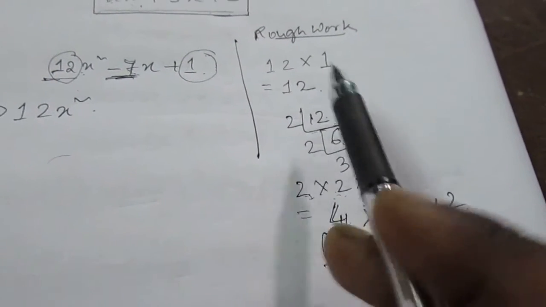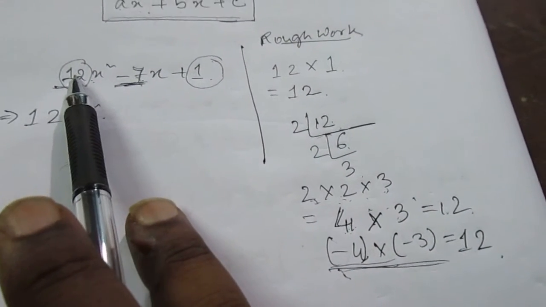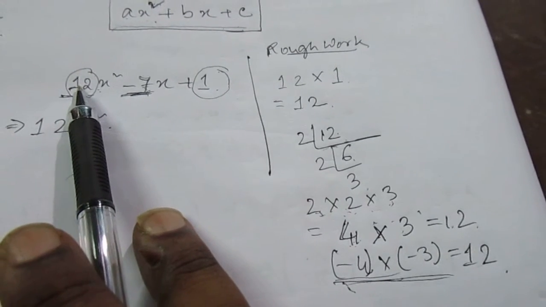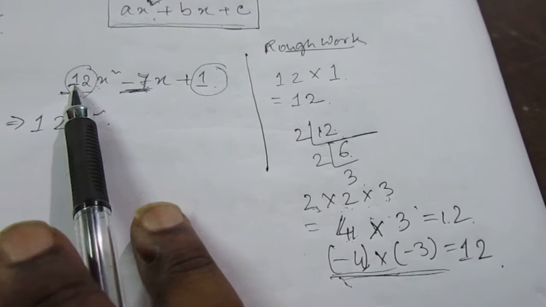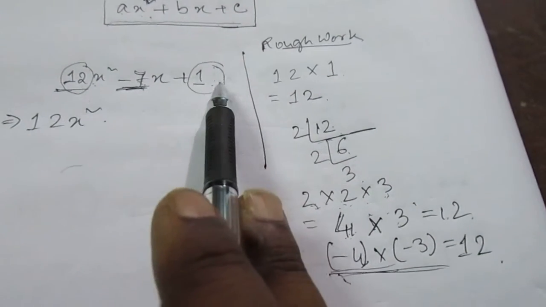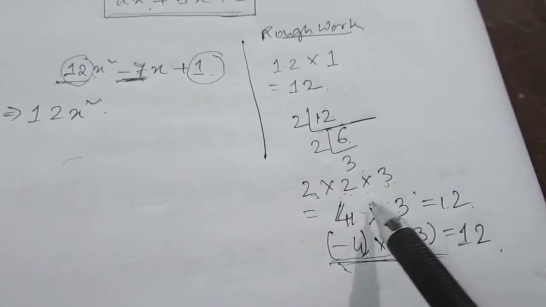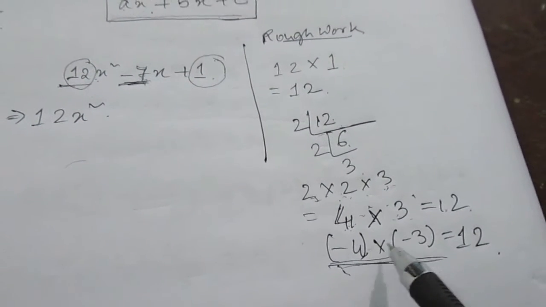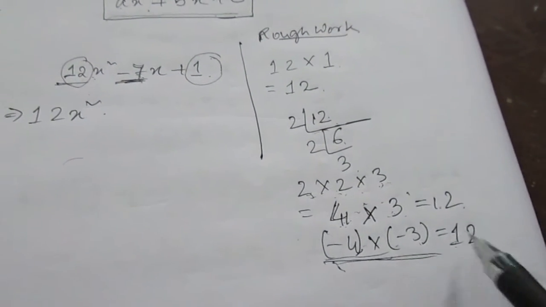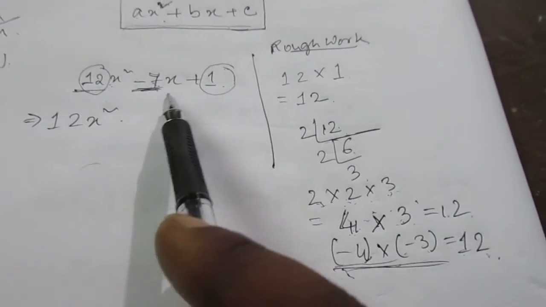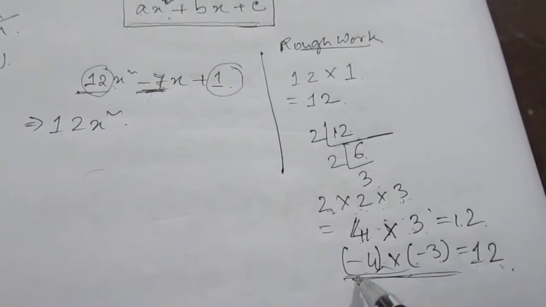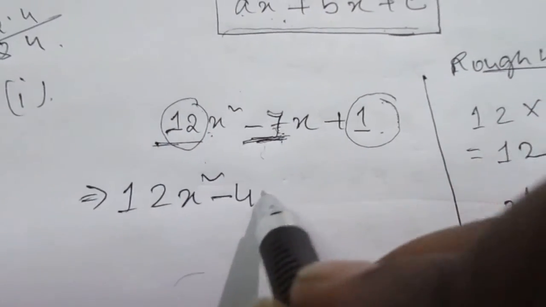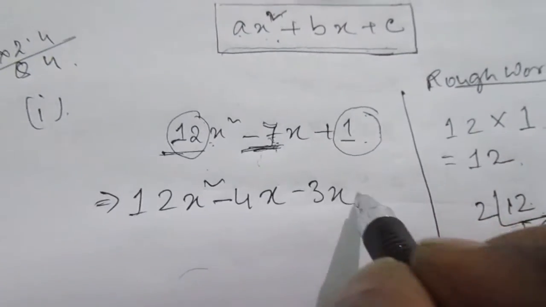Why 12? Because the multiplication of the coefficient of x square, that means the coefficient of the variable with the highest degree, that is 12, into the constant term 1 is 12. So 4 into 3 is 12, as well as minus 4 into minus 3 is equal to 12. 4 plus 3 will give me 7. So I cannot write 4 plus 3 because I need minus 7. So how can we get minus 7? If we take minus 4 and minus 3. So in place of minus 7x we can write minus 4x minus 3x plus 1.